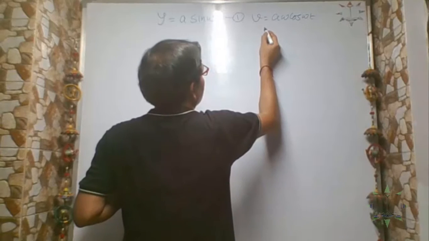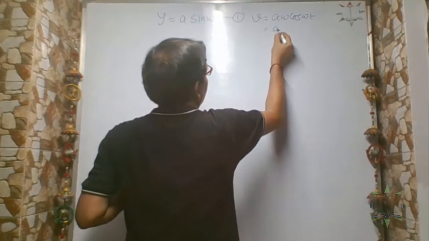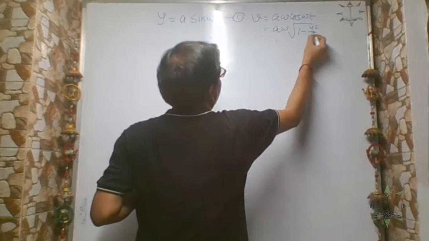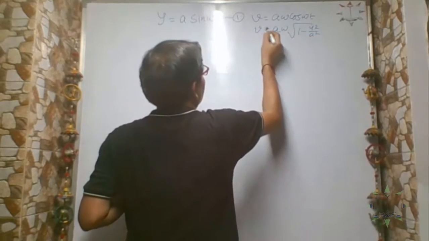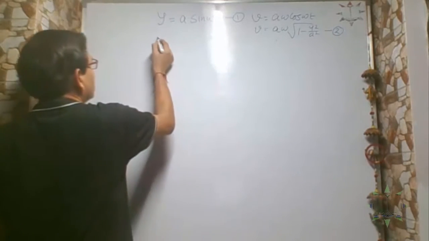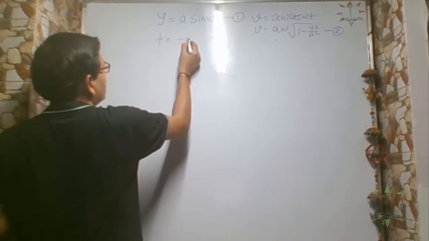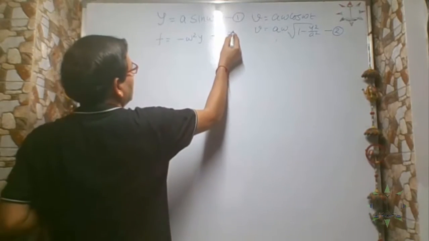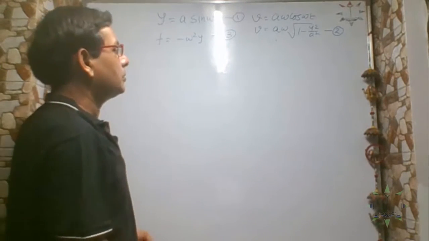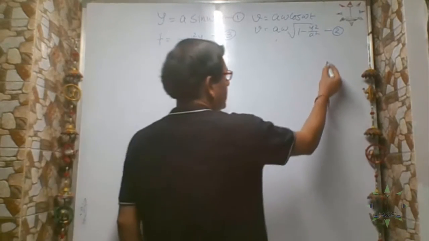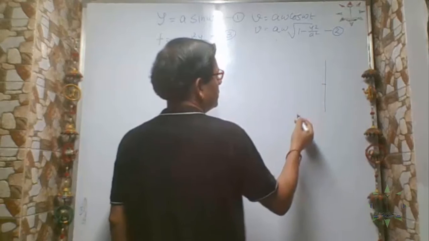That is equal to omega a omega cos omega t, which is a omega root over 1 minus y square by a square. This is 2. And 3, we have seen that acceleration equals minus omega square into y. So this happens when the particle is executing simple harmonic motion along the y-axis, because y is the displacement.